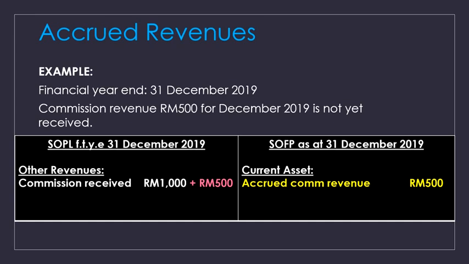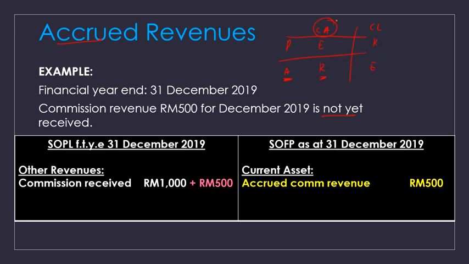So financial year end dia still sama, 31st December 2019. So if transaction commission revenue RM500 for December 2019 is not yet received. Sebab tu dia refer kepada accrued. Okay, so maksudnya revenue dia tak dapat lagi. Okay, so kita buat macam biasa. Paid, accrued, expenses, revenue expenses. Okay, so first dia ialah accrued revenue. So dia ialah current asset.